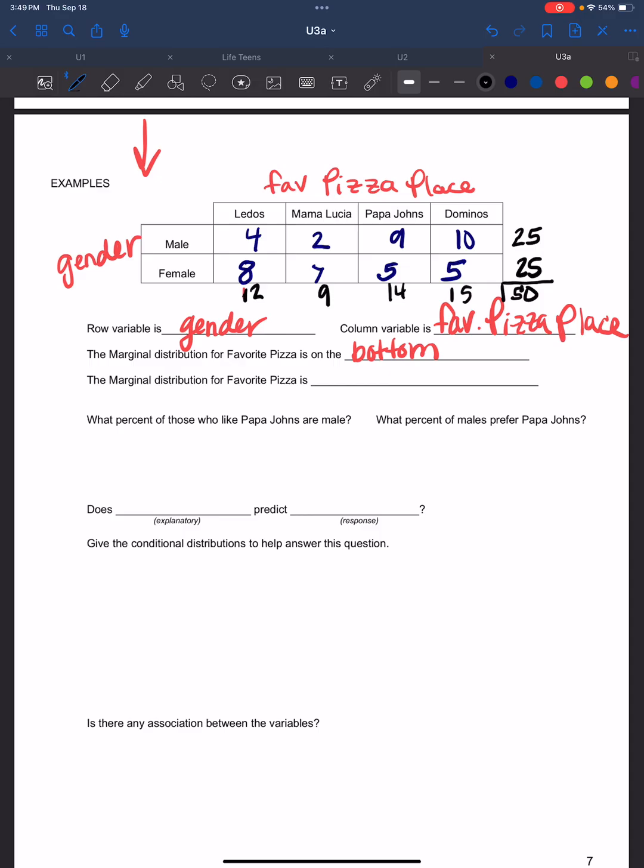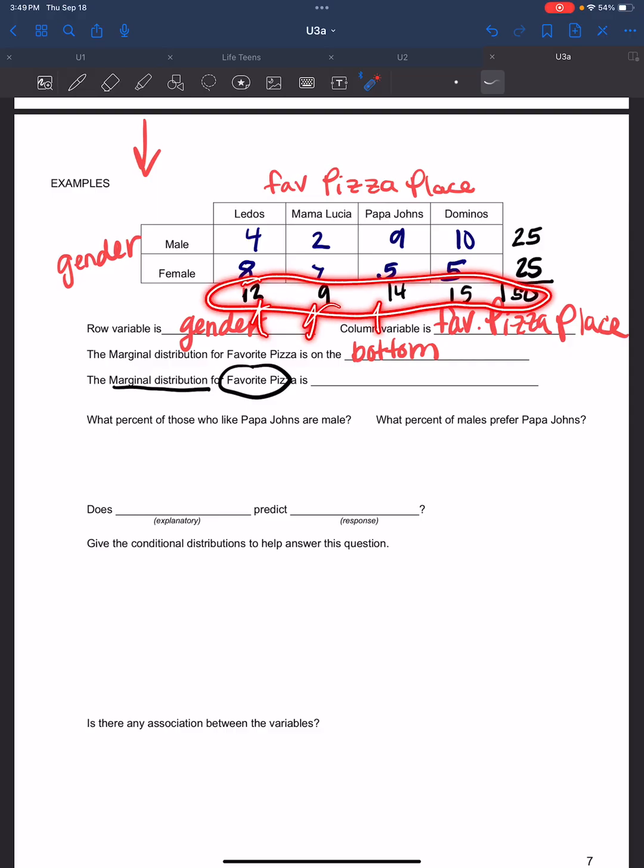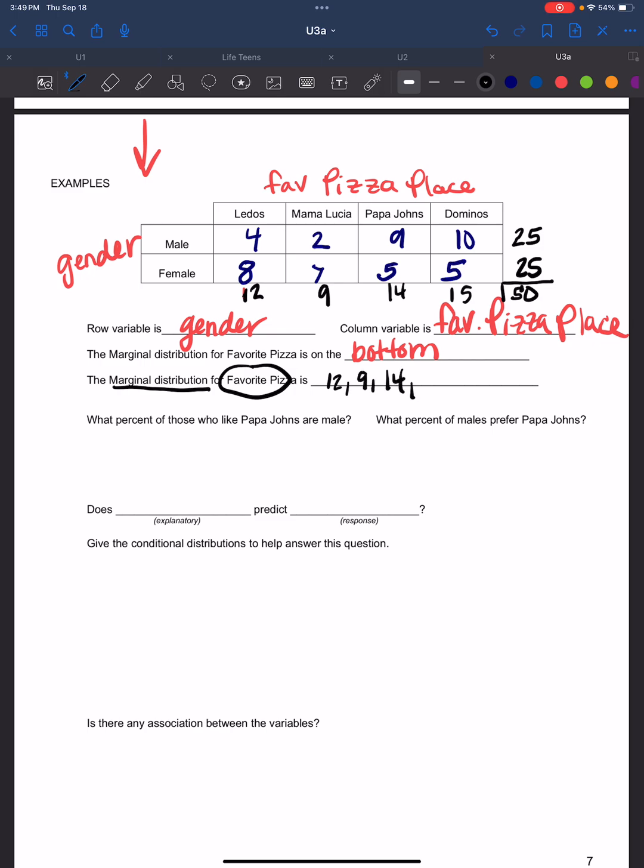So it asked us to talk about the marginal distribution for favorite pizza place. We know that that's on the bottom, and that is all of these numbers. So you can see the way that the pizza is split up, but distributions always have a total, or a collection of all things. So this would be 12, 9, 14, 15, and 50. Now, if it asked for the marginal distribution of gender, that would just be over here, 25, 25, and 50. Awesome.